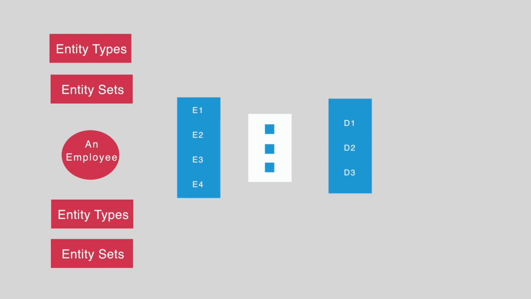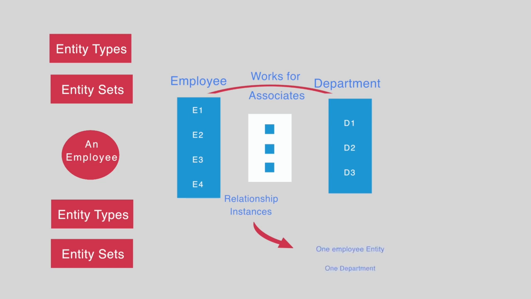For example, consider the relationship type works for between the 2 entity types employee and department. It associates each employee with the department for which the employee works. Each relationship instance associates one employee entity and one department entity. The employees E1 and E2 work for the department D1. The employee E3 works for the department D2, and the employee E4 works for the department D3.